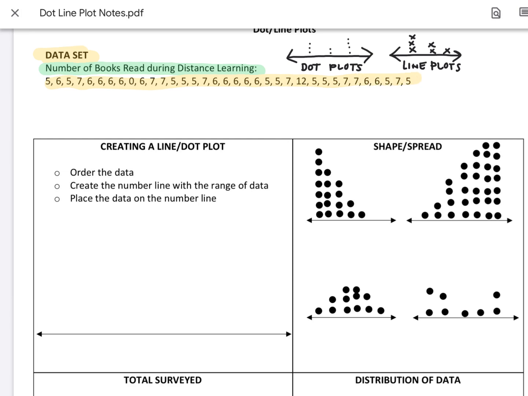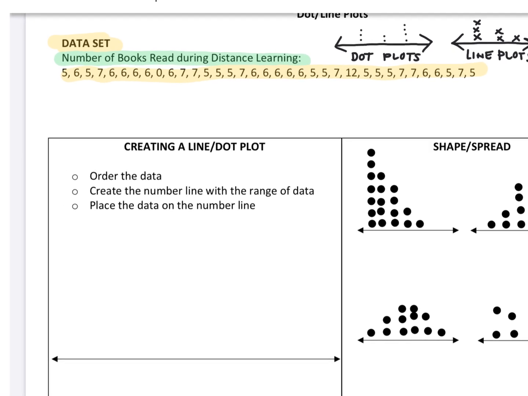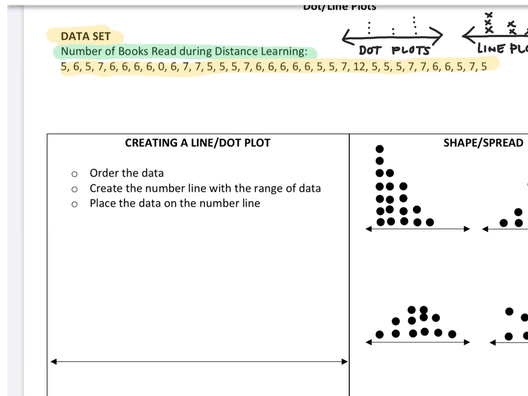Okay? So what we're going to do is I'm going to show you how to create a line plot or a dot plot, either one. So if you look at the first box, what we're going to do first, it says to order the data. Order the data. So the first thing I want you to write is from least to greatest. So the first thing you want to get is the data, which are those numbers above, and we want to order them from least to greatest.